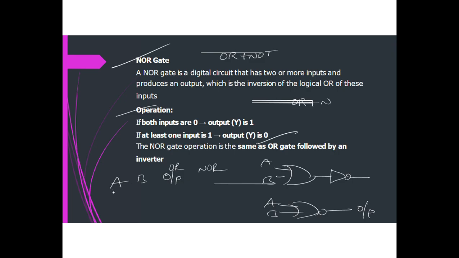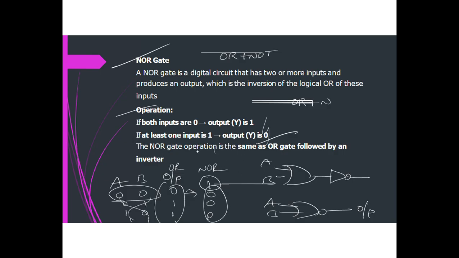So 2 inputs means 4 combinations: 0 0, 0 1, 1 0, 1 1. For the OR gate we get 0 1 1 1. For NOR it will be exactly the opposite, so 1 0 0 0. Now we have defined this operation. If both the inputs are 0, our output will become 1. If at least one of the inputs is 1, our output is going to be 0.